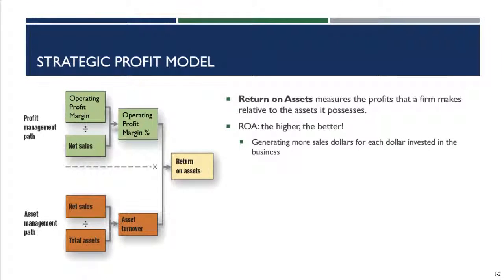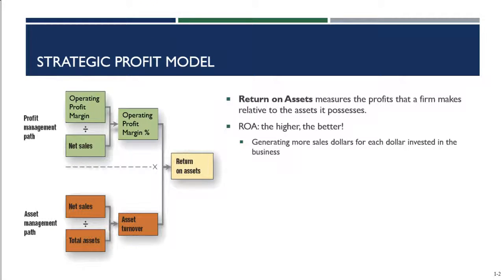So retailers generally focus on one of those two measurement paths to work towards achieving the high ROA. They either focus on the profit management path or the asset management path. And we're going to walk through both paths and talk about why a retailer would choose one over the other.